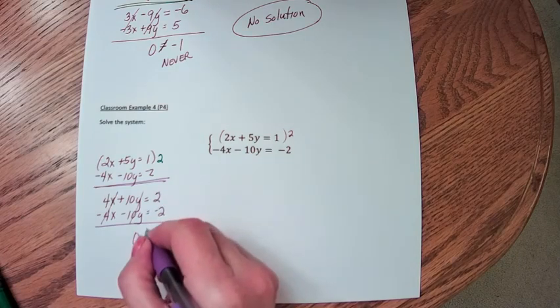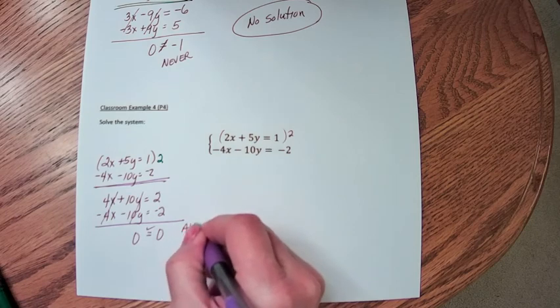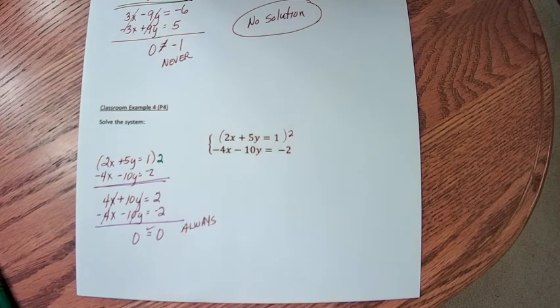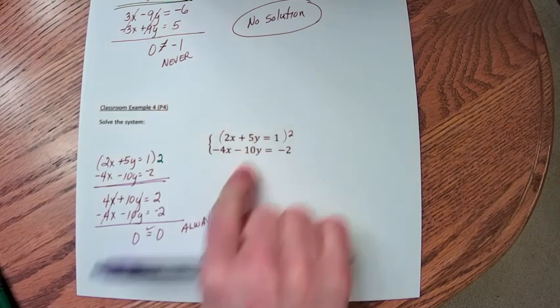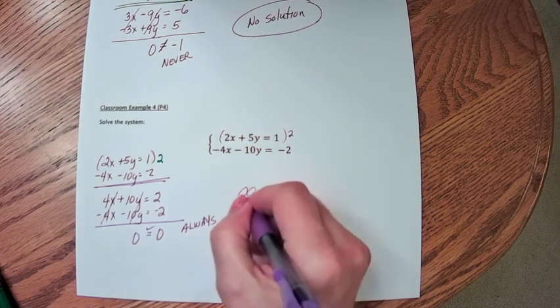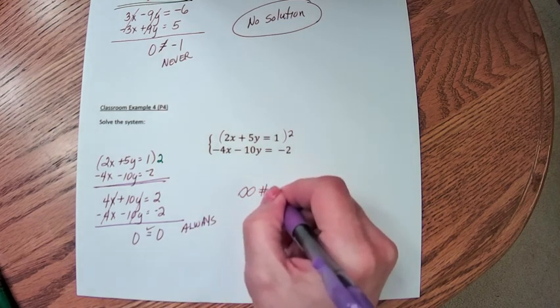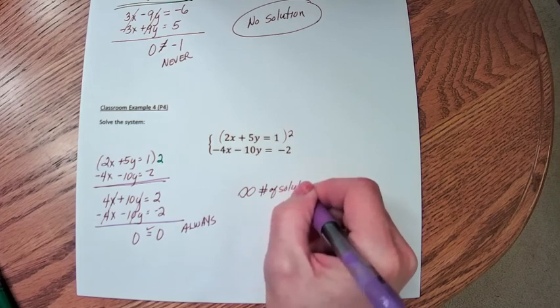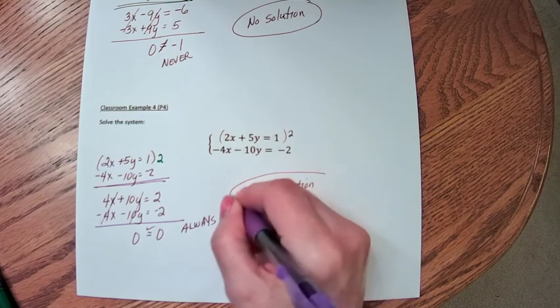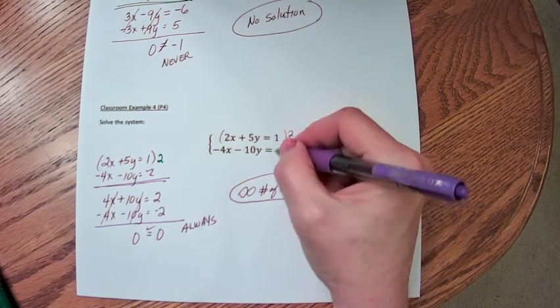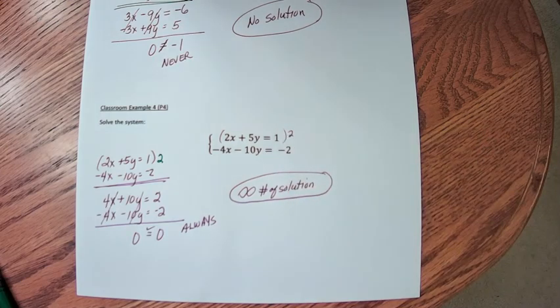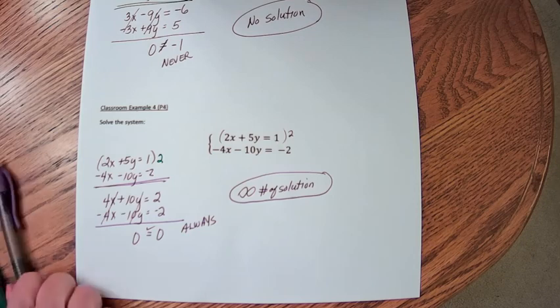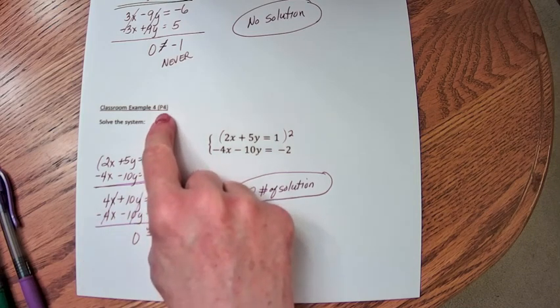All right, when will 0 equal 0? Always. This is always true. These are actually the exact same line, and there are an infinite number of solutions. Every point on the line is a point actually on both lines because they're the exact same line. All right, you're going to try practice 4.